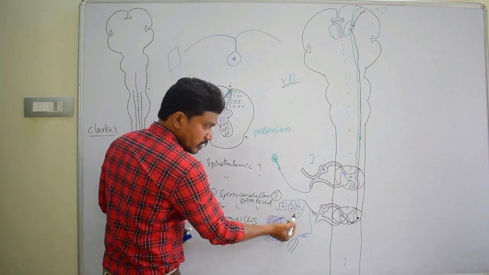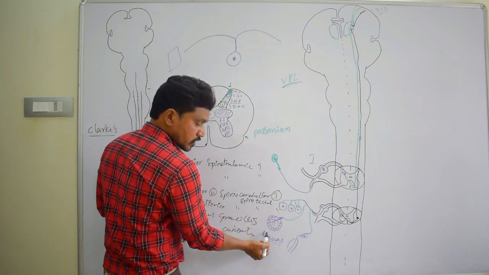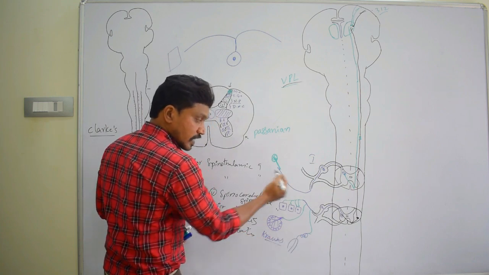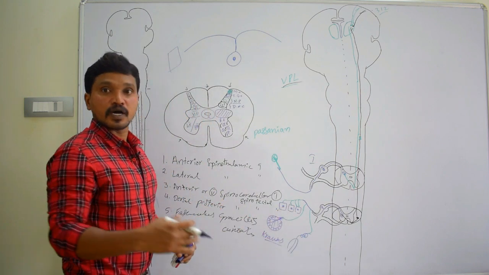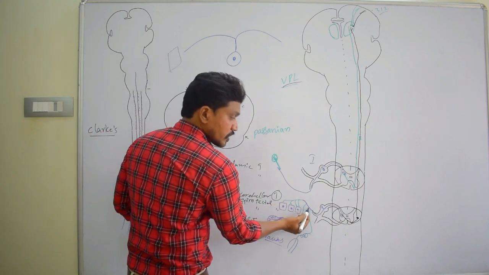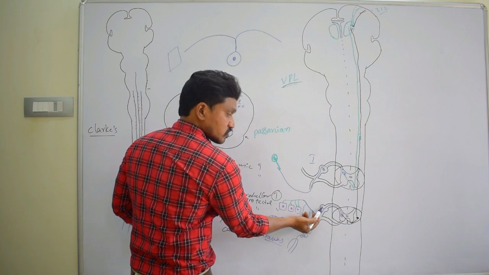In case of pain, free nerve endings will be stimulated. In case of cold, Krause end bulbs will be stimulated. In case of warmth, Ruffini end organs will be stimulated. That stimulus will be converted into electrical impulses. Those impulses will be carried by the peripheral process of cells present in the dorsal root ganglion and reach the cell bodies.